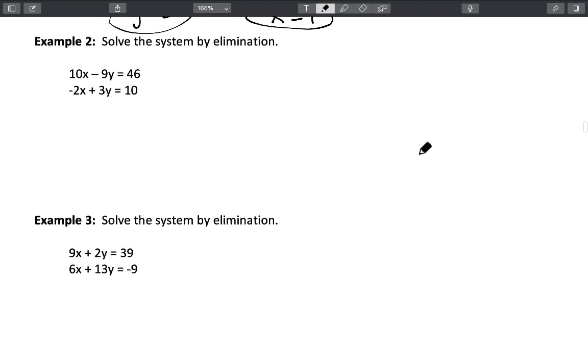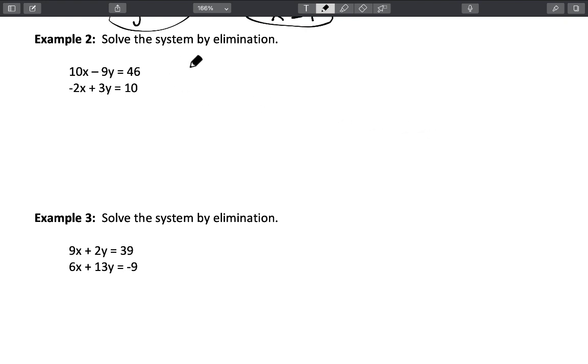All right, let's try another example. It's a little bit more difficult here. I've got a system, the two equations, 10x minus 9y equals 46 and negative 2x plus 3y equals 10. Now if I just combine these two, I won't get rid of one of my variables.